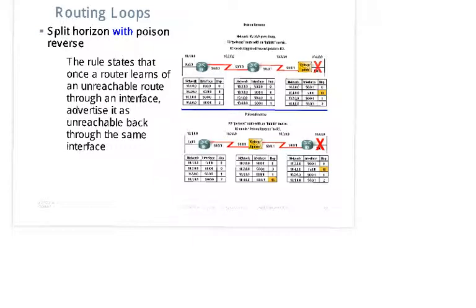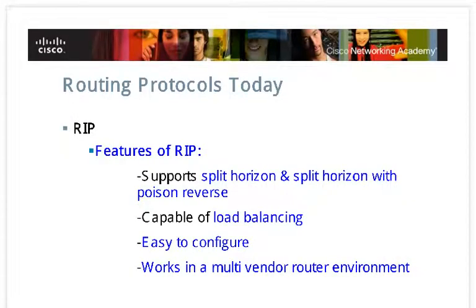Okay? So now we have talked about four methods: count to infinity, hold down timer, split horizon rule, and split horizon rule with poison reverse. Okay, so let's stop here.